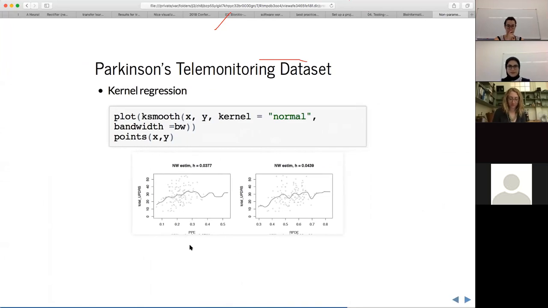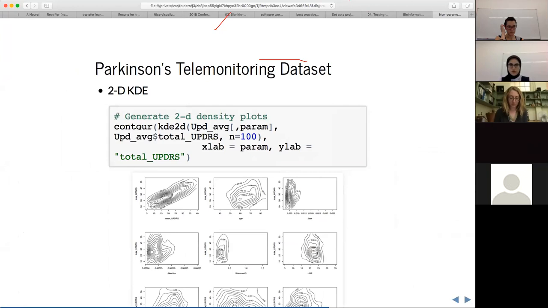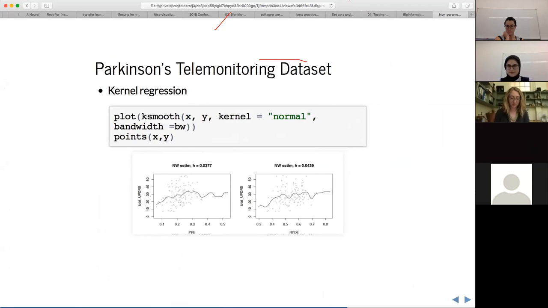So this is an example of a kernel regression, or the NW estimator. Going back to the previous slide, contour and KDE2D are really the functions that you need, and then you plug in your response and your variable of interest here to make a two-dimensional kernel density plot. I think that's in base R.